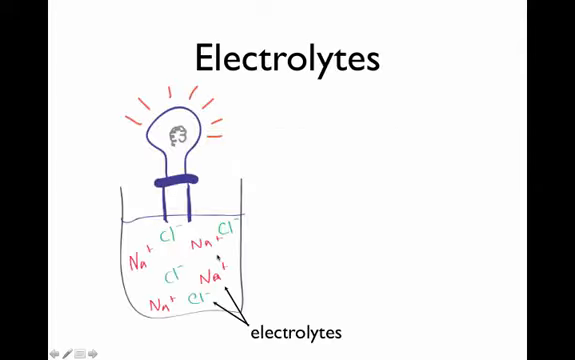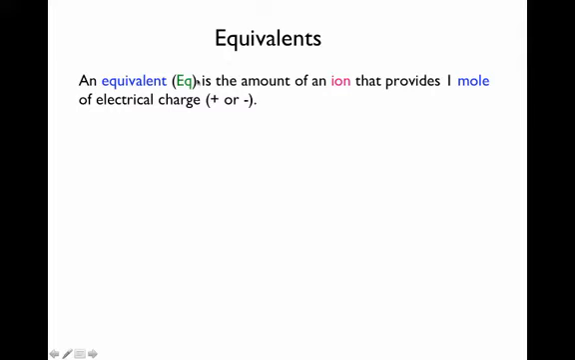There's a new concept that I want to introduce called an equivalent. So an equivalent, and the abbreviation is EQ, is the amount of an ion that provides 1 mole of electrical charge, either positive or negative electrical charge. It doesn't matter. So if you have 1 mole of positive charges, that's 1 equivalent. If you have 1 mole of negative charges, that's also 1 equivalent. If you have 2 moles of positive charges, that would be 2 equivalents. So hopefully you have a sense of what that is now.